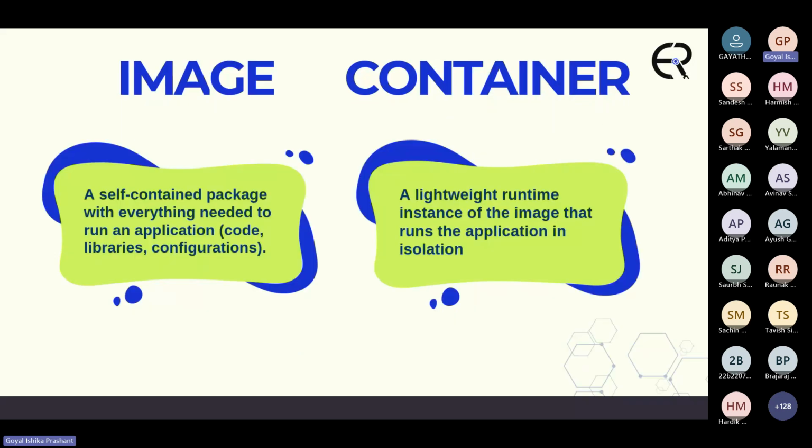Now, let's look at Docker in a little more detail. So we have the image and the container. An image is basically a blueprint of the application that you're trying to run. So it will contain all the code, libraries, and configurations related to that application. And the container is what comes into existence when you run the application. While an image is static, meaning it always exists, the container only comes into play when you run that particular application.